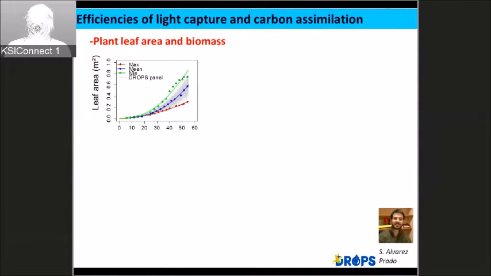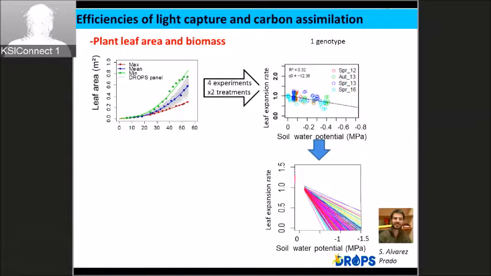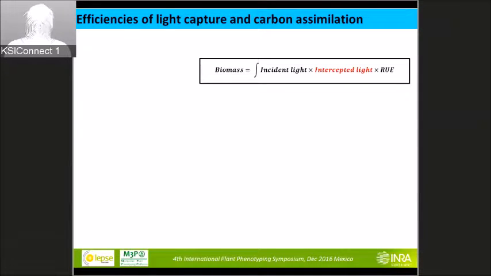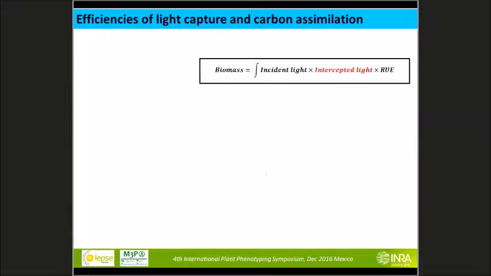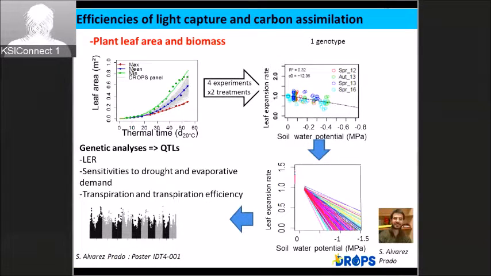So that's, for example, the increase of leaf area in a panel of maize hybrids. So we had a really big variability in leaf expansion. And from this experiment, we can again calculate the response to soil water potential, doing that for many, many hybrids, and perform genetic analysis. Then we have QTLs for leaf expansion rate. We have QTLs for the sensitivities of leaf expansion rate to soil water potential and the evaporative demand. And we have also QTLs for transpiration and transpiration efficiency.